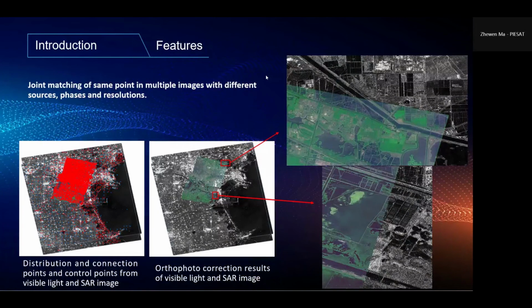The overall errors of those images are controlled within 2 pixels. So as a result of this, you can say that PyAuthor, by using the automatic block adjustment technology, can achieve the joint positioning and the matching for points from heterogeneous data, from different time phases, from different resolutions, which can greatly enhance the accuracy of the output.